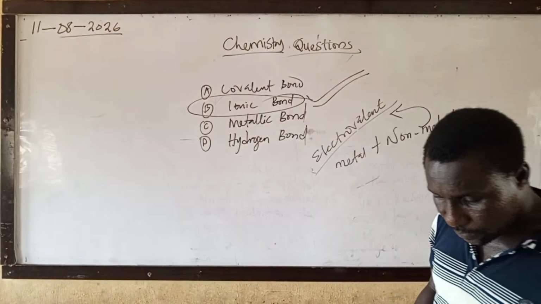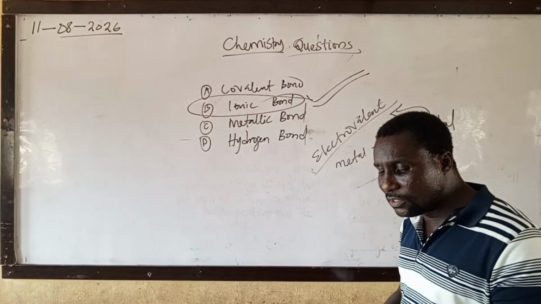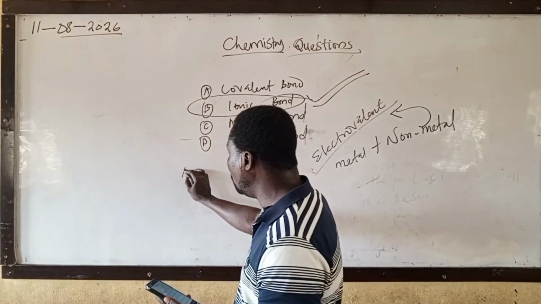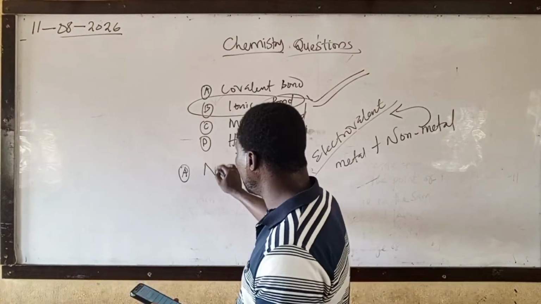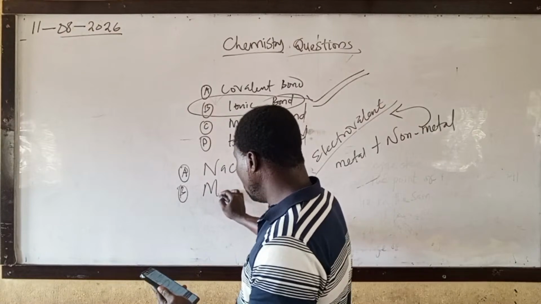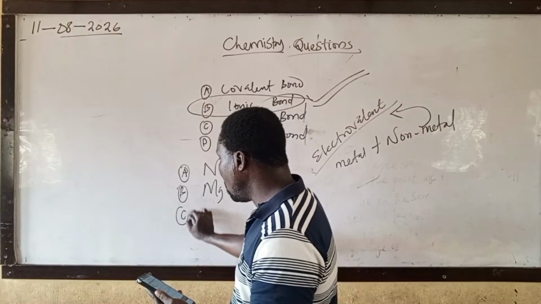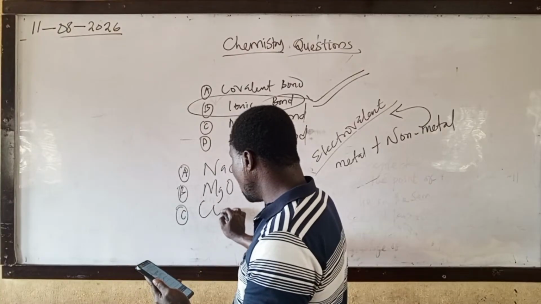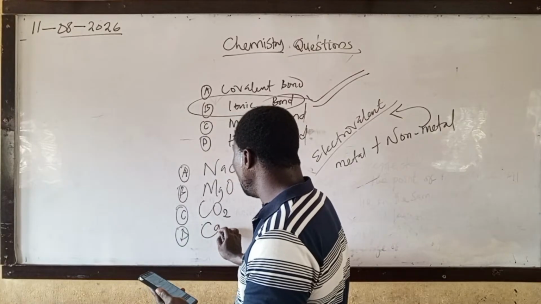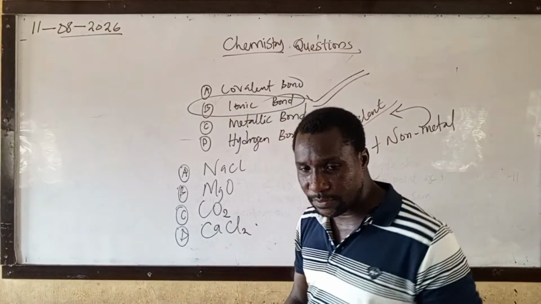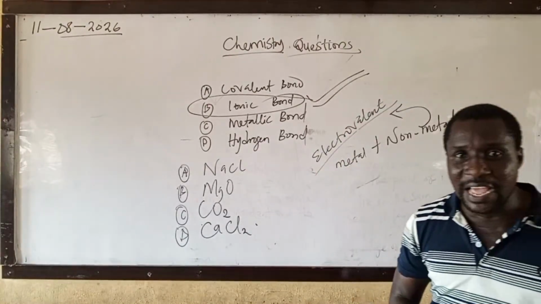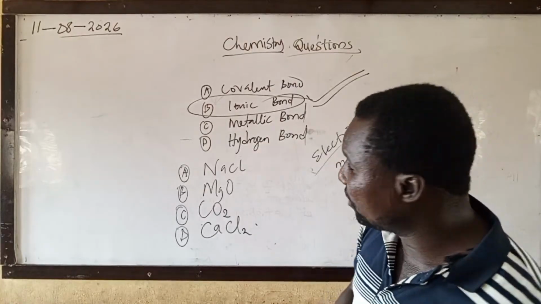Question 2. Which of the following compounds contains covalent bond? Option A, sodium chloride. B, magnesium oxide. Option C, carbon 4 oxide. Option D, calcium chloride. They say which one of them contains covalent bond? Class, the answer is C.